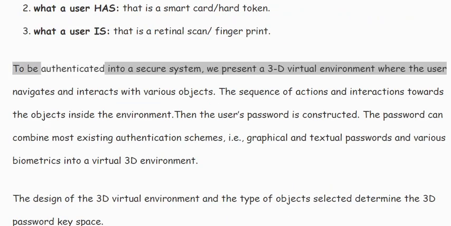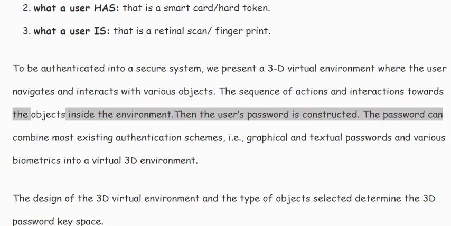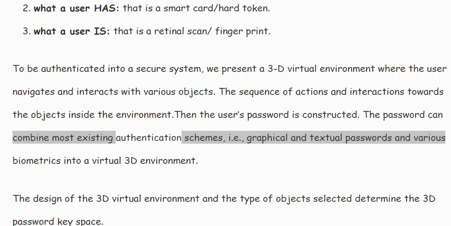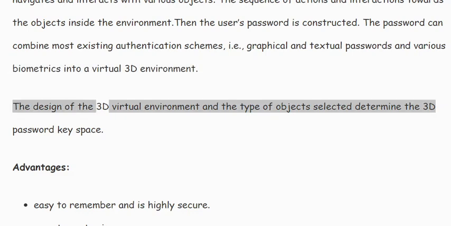To be authenticated into a secure system, we present a 3D virtual environment where the user navigates and interacts with various objects. The sequence of actions and interactions towards the objects inside the environment, then, constructs the user's password. The password can combine most existing authentication schemes, i.e., graphical and textual passwords and various biometrics, into a virtual 3D environment. The design of the 3D virtual environment and the type of objects selected determine the 3D password key space.